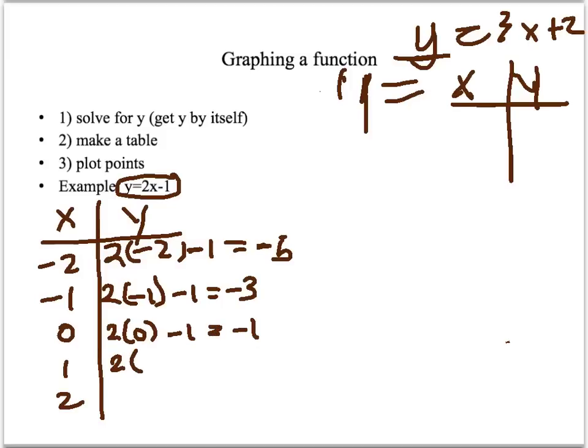Plug in 1 for x. 2 times 1 is 2. 2 minus 1 is 1. And then I'm going to plug in 2 for x. So 2 times 2 is 4. 4 minus 1 is 3. Okay, I've got my points.